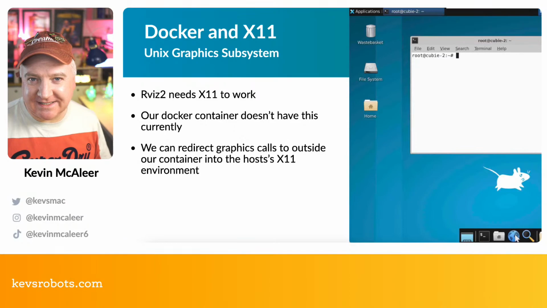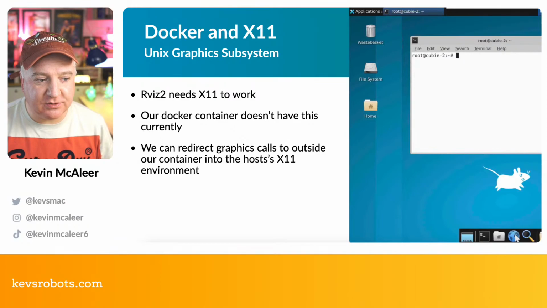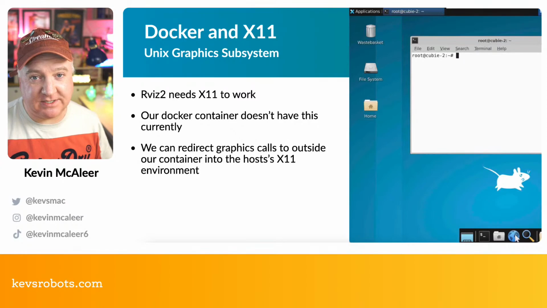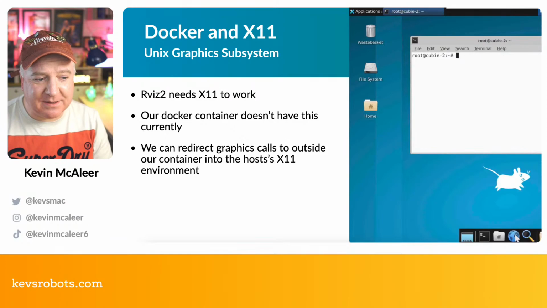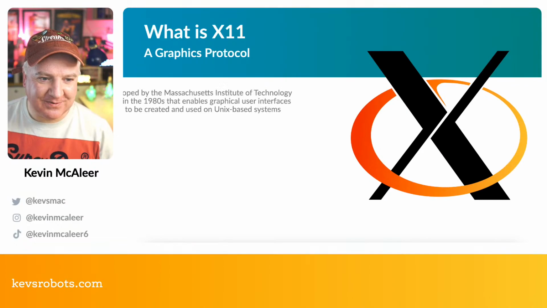So what we can do, rather than having to install that entire X Windows subsystem in our container, because it's quite bloaty to do that, we can actually just redirect all those calls outside of the container into our host environment, which is our Raspberry Pi OS, and that already has X11 installed on it. So we can very simply redirect our graphics calls outside of the container with basically like three commands. This took me about a week to figure out because I didn't understand why this didn't work. So I figured this out for you.